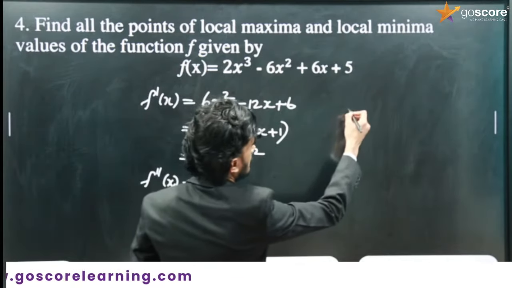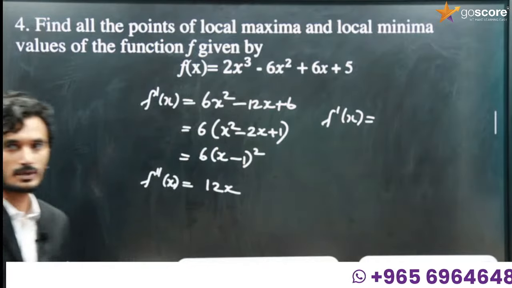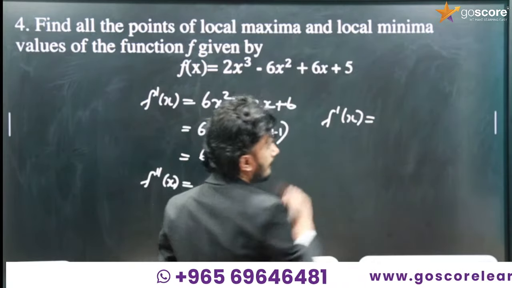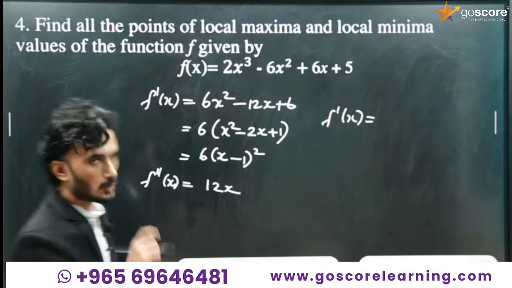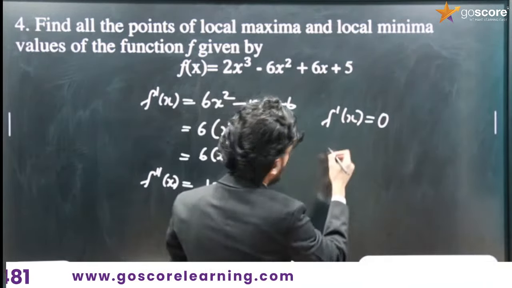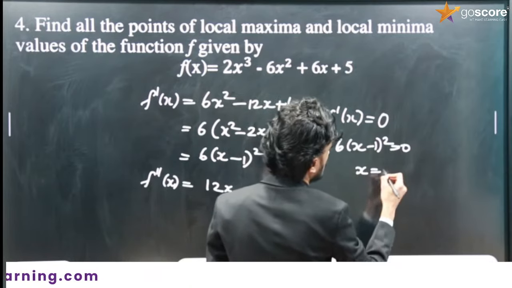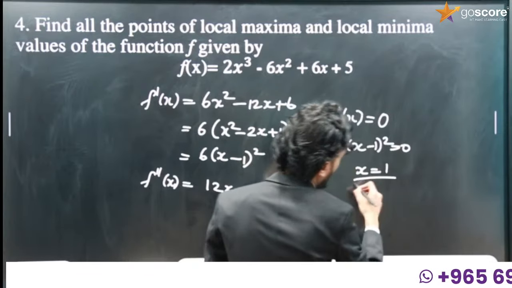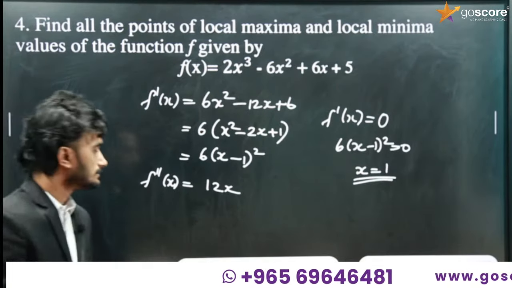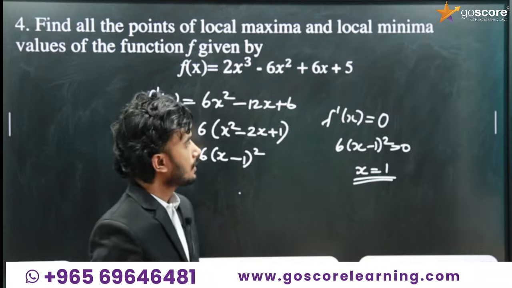We will find the critical point. What is critical point? For finding critical point, f dash of x is equal to 0. So 6 into (x minus 1) whole square is equal to 0. That is, (x minus 1) whole square is equal to 0, so x is equal to 1.